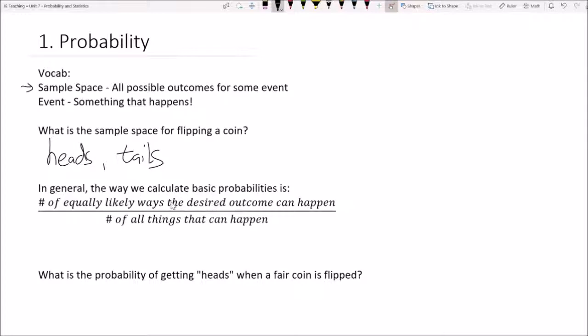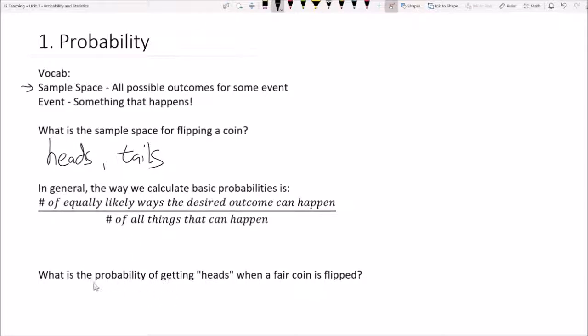So let's talk about the very basics of probability. In general, the way we find a basic probability is we take the number of equally likely ways that something can happen, or the desired way it could happen, and we divide that by all of the different equally likely things that can happen. Now that sounds kind of fancy. I bet you already know how to do this though.